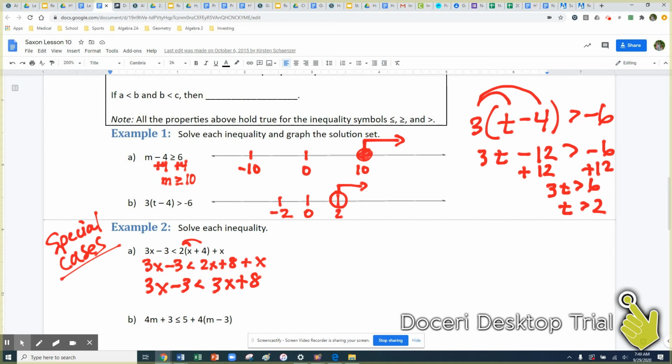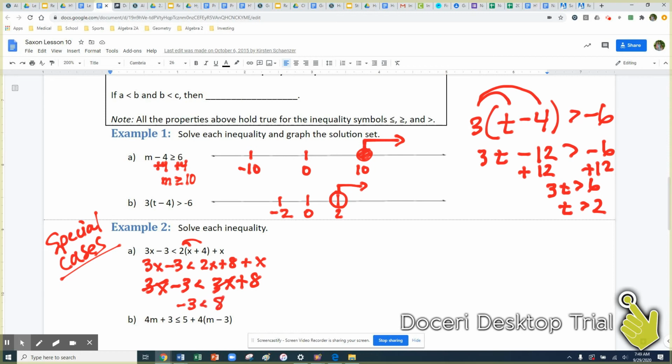Now the next step would be to try to collect these variables on the same side. But you can think ahead. What's going to happen when I subtract 3x over to that side? What's going to happen to my x's? Poof, they're gone. They're going to disappear. Since you have the exact same amount of x's on the left side and the right side, we can cancel those out. And now we're left with negative 3 is less than 8.